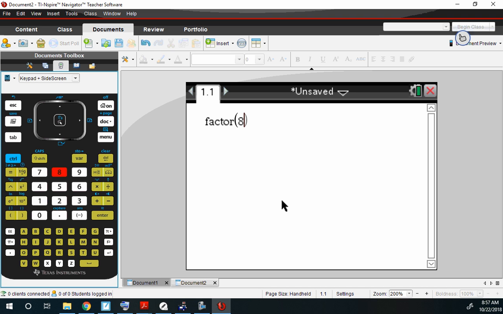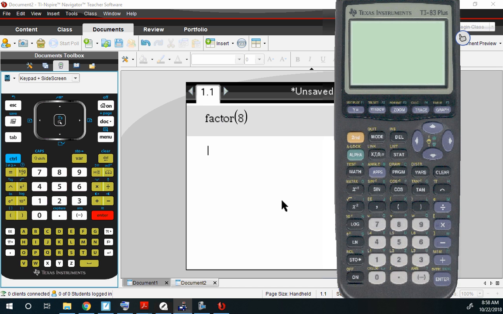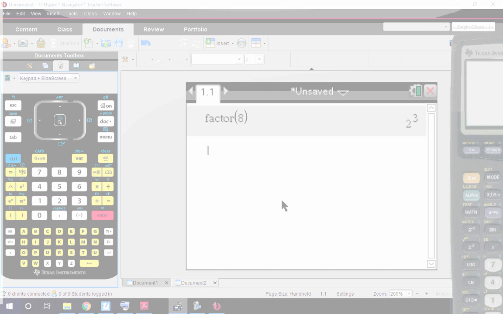It says 8's 2 cubed. Did that list out the factors of 8? No. What the TI Inspire does when you ask it to factor is it does the prime factorization. That's good. Prime factorization's fine. It's nice to know, but that's not going to help us when it comes to factoring.